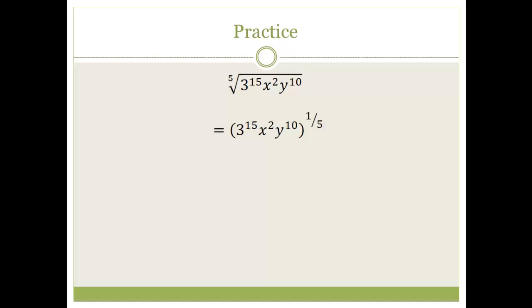After multiplying all the exponents inside by 1/5, you get 3 to the 15 over 5 power times x to the 2 over 5 power times y to the 10 over 5 power. These fractions can be simplified to get 3 to the 3rd power times x to the 2 over 5 power times y squared. Lastly, you can simplify 3 to the 3rd power to get 27 times x to the 2 over 5 power times y squared.